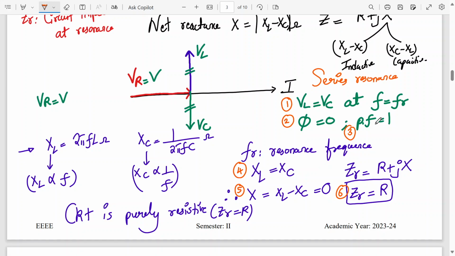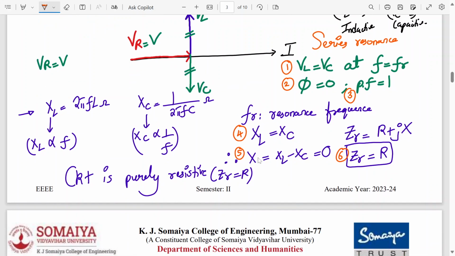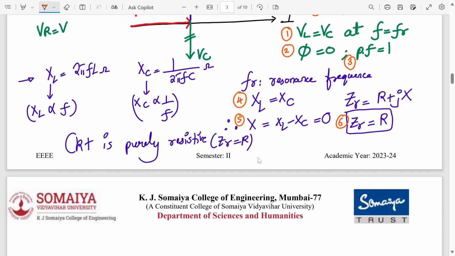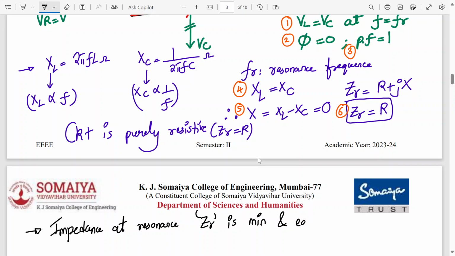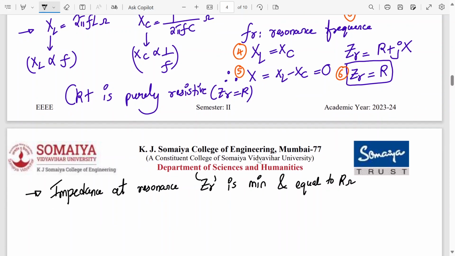So now what is the effect of series resonance? The effect of series resonance is that my XL is becoming XC. That is true. Can I say impedance at resonance is how much now? Is it minimum or maximum? ZR is minimum and equal to the resistance of the circuit R. So we can say ZR is equal to R ohms.